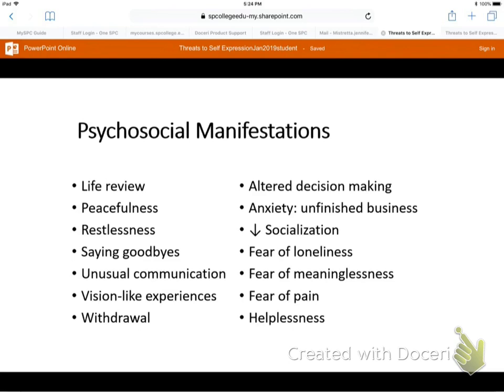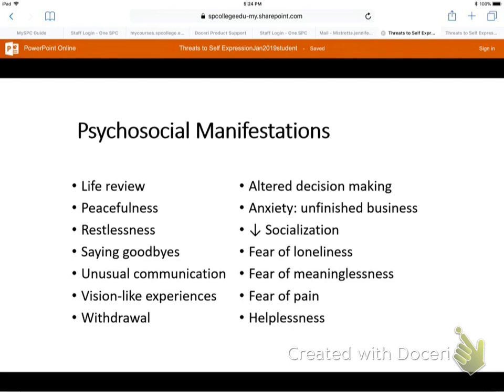Fear of meaninglessness. So sometimes they just keep telling you, oh my God, I should have. So it's you talking them through, it's okay that you didn't. Everything happens, and making peace with this thing that they think didn't happen that should have happened. I can't believe I never had kids, and on and on. Fear of pain, which hopefully we keep our patients pretty pain-free.